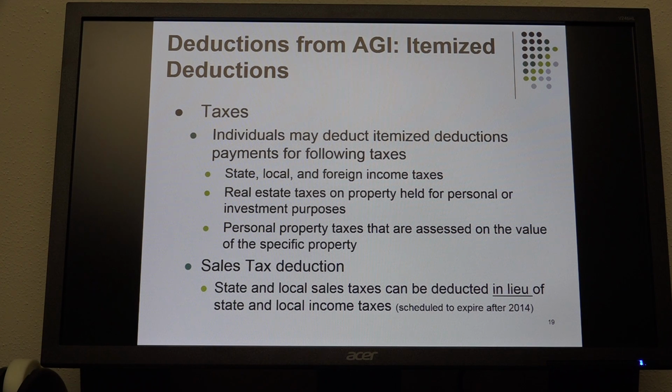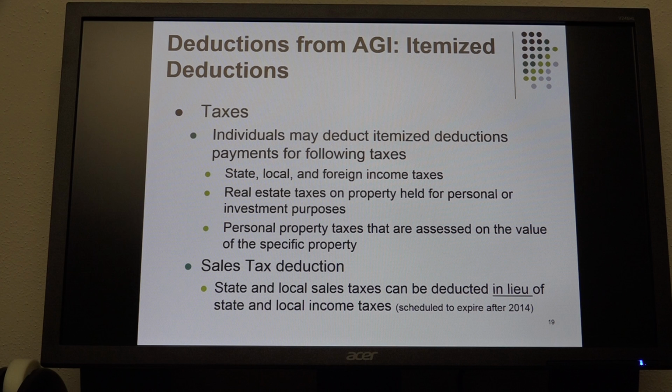And so if you pay state and local taxes, well, notice what it doesn't include. It doesn't include federal taxes. I mean, that would be kind of circular, wouldn't it? If you're filing a federal tax form and you get to deduct federal taxes paid, that's not going to work.